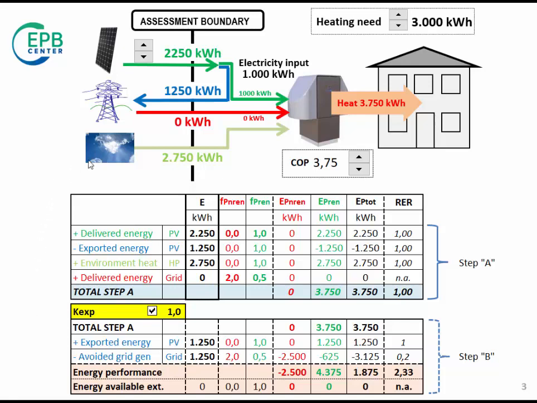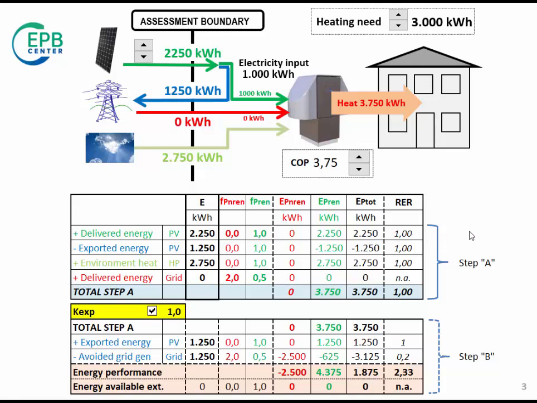Then there is one column for each property related to each energy carrier or each total, that is, the actual amount of delivered or exported energy, the conversion factors into non-renewable and renewable primary energy, the actual amount of non-renewable, renewable and total primary energy, as well as the renewable energy ratio.